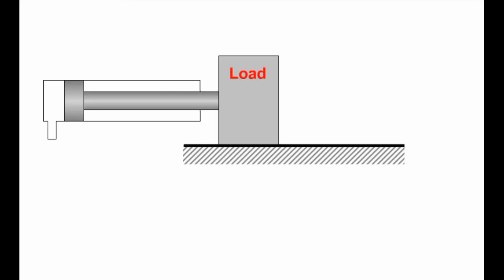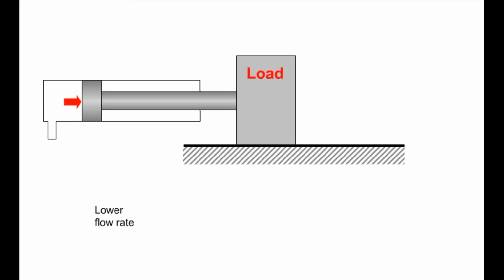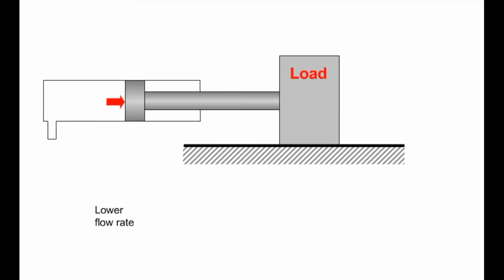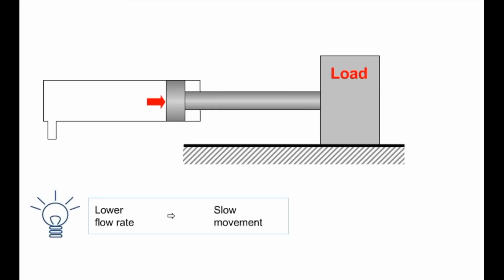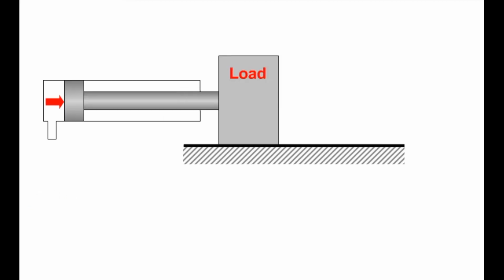The extension and retraction speed are dependent on the flow rate and the effective piston area. With lower flow rate, the piston rod extends slowly. With higher flow rates, the piston rod extends quickly.